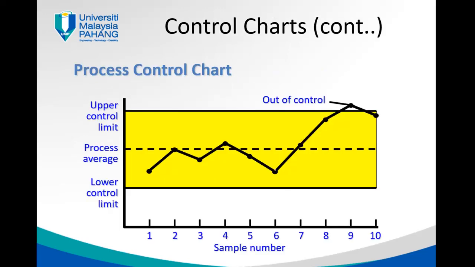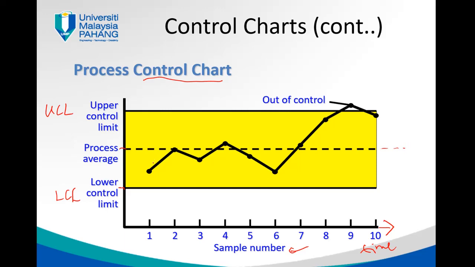Right, so in general, this is the process control chart. For the control chart we have this feature on this side, the sample number, which can also be translated into the time that we measure. Then here is the lower control limit or LCL, the upper control limit UCL, and the process average or the mean readings.